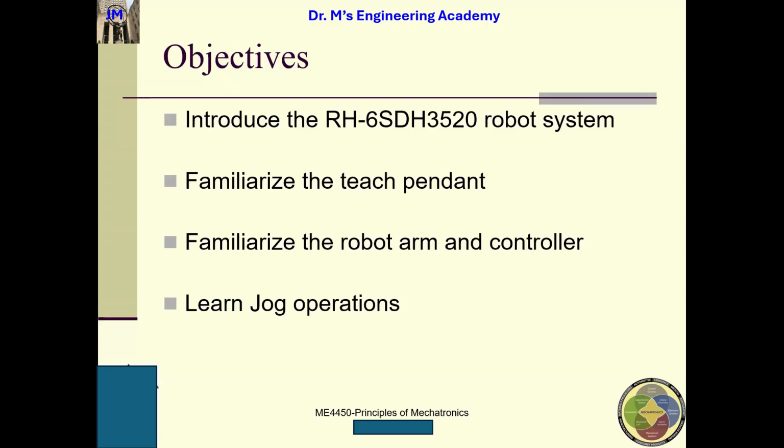So we want to get familiar with the industrial robot arm, and also the controller. This is controlled by a microcontroller, and we learn the jog operations. You guys know jog, right? Jog for us means walking, right? Here jog means how you operate and make the robot move, just like human jogging.